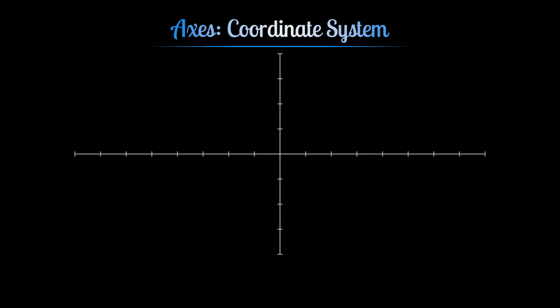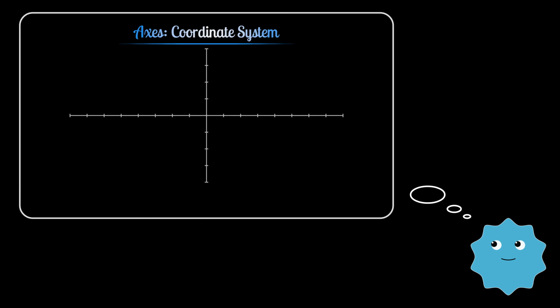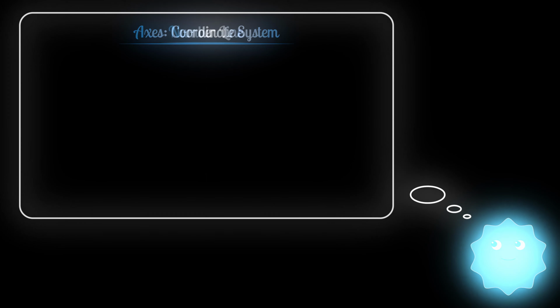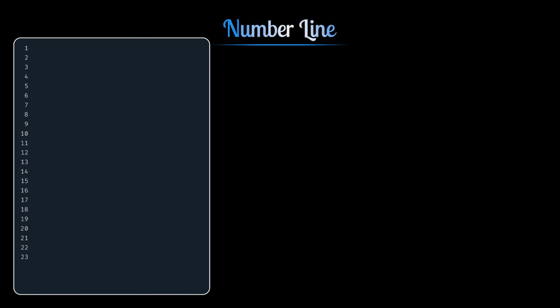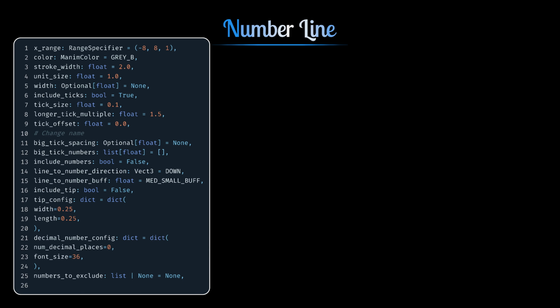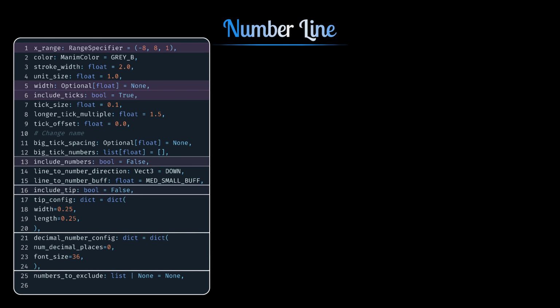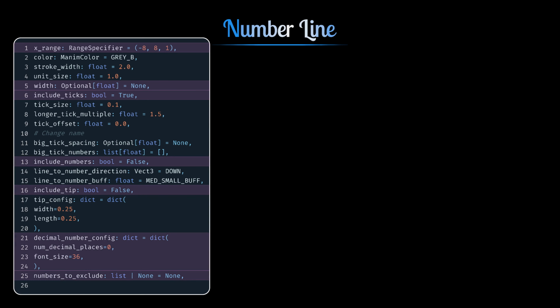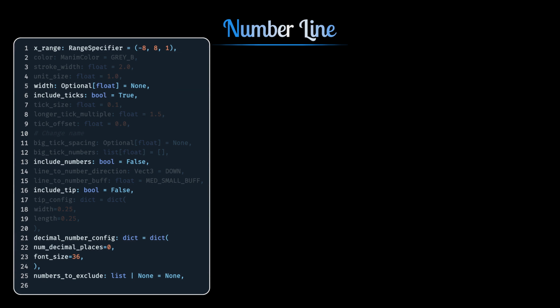We have these horizontal and vertical axes. These are actually called the number line. The NumberLine class has many parameters, but the key ones for displaying a standard number line are these highlighted ones. And to understand each one of them, I will demonstrate the changes you can achieve by passing different arguments.